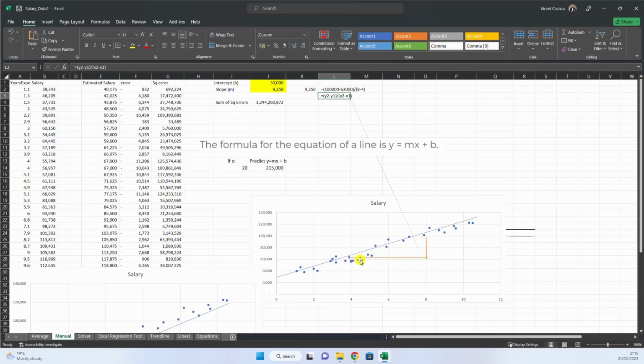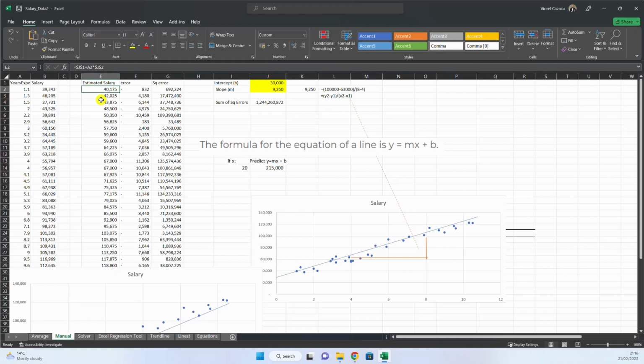Okay, if we do this manually, let's see which is y2. So y2 is around 100,000 and y1 is around 63. Let's see. Okay, and on the horizontal axis we have from 4 to 8. So our slope would be this formula. Okay, 100,000 minus 63 divided by 8 minus 4. Okay, and our result is this. Okay, and we put here the slope.